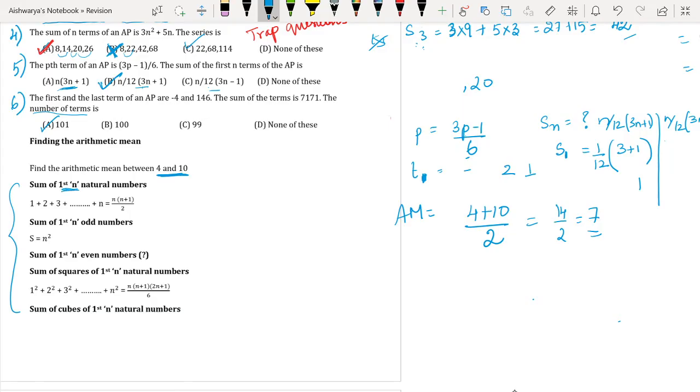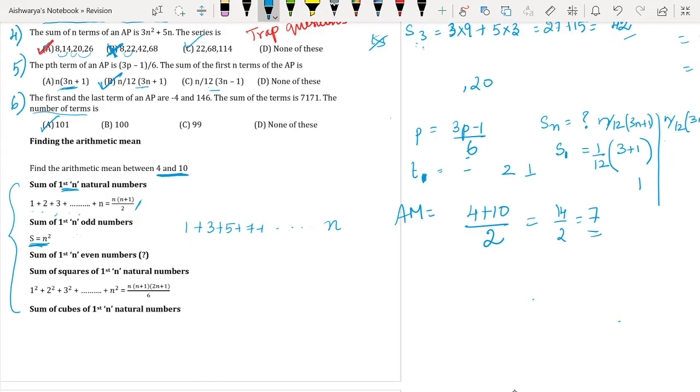Natural numbers means the first number is 1. So 1, 2, 3, 4, 5, 6, starting like this up to n. The formula for that is n into n plus 1 by 2. Sum of first n odd numbers. Odd means 1 plus 3 plus 5 plus 7 and so on, up to, assuming the last one is n. When you find the sum of these numbers, it is n square.